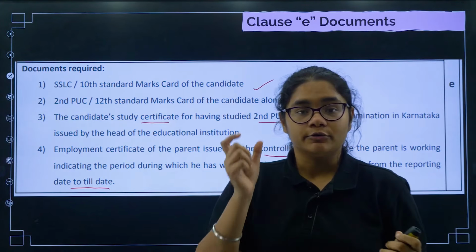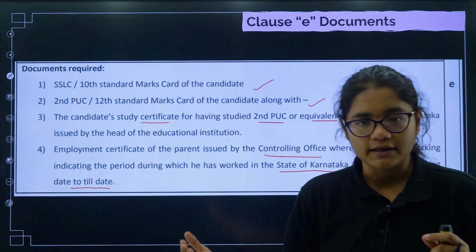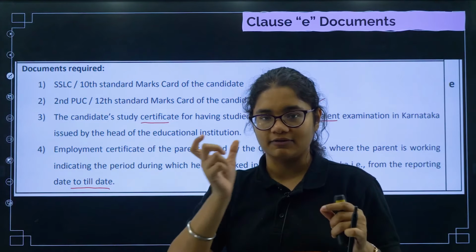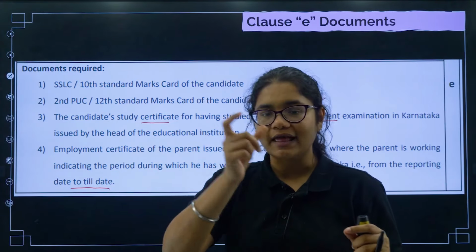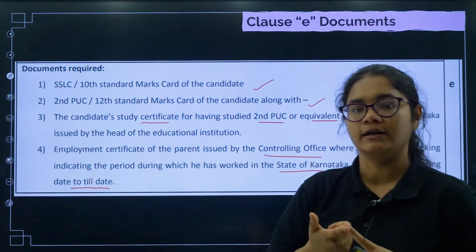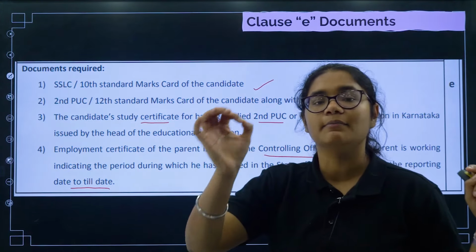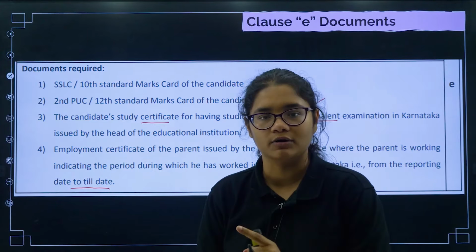Okay, remember, suppose you are appearing in 2025, so 2023 to 2025 was your 11th and 12th. During that period only your parents should have worked in defense. Okay, they can have worked from before also, but during this period they must have worked. Okay, then you come in clause E.